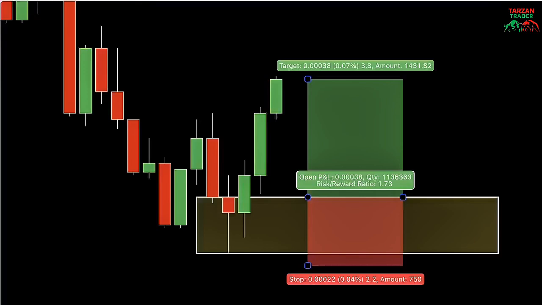Remember, we're only interested in high-probability setups that offer us the best chance for success. But don't worry, in the 5-minute time frame, you'll always find plenty of zones to choose from. The key is to be patient and disciplined, waiting for the right setup.